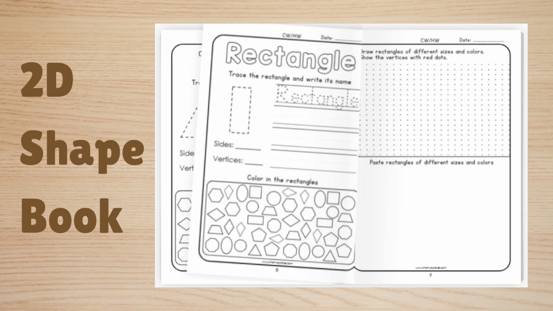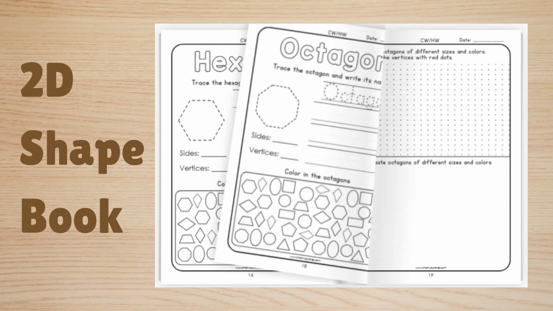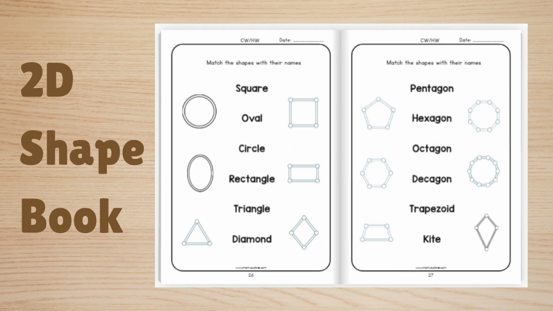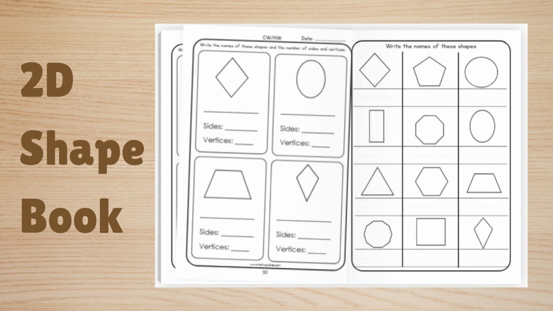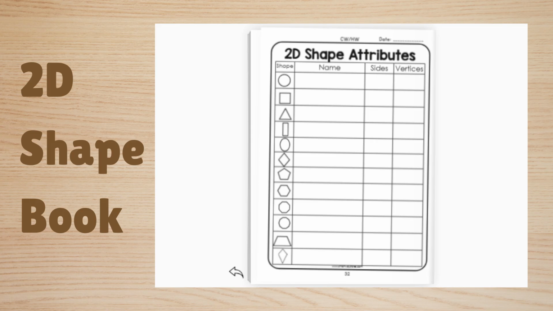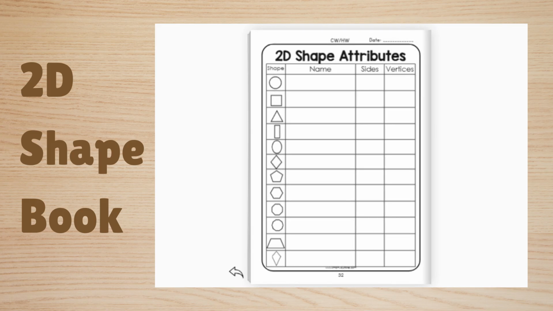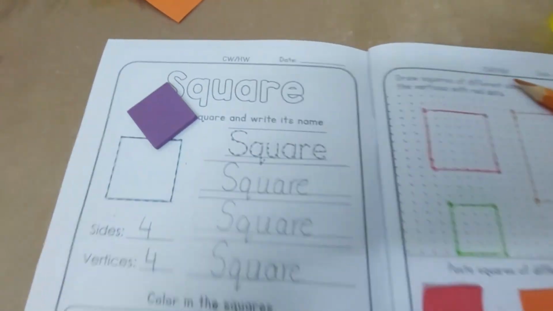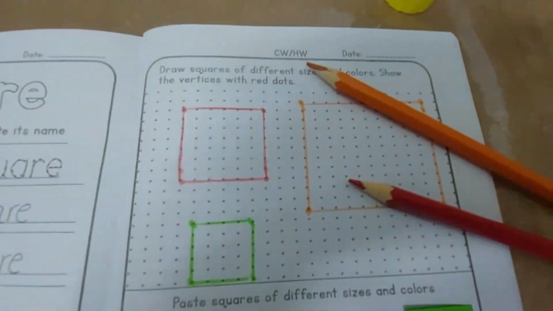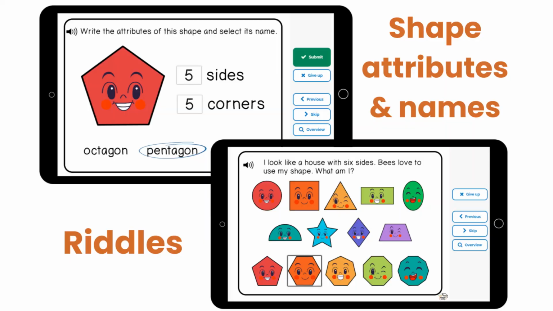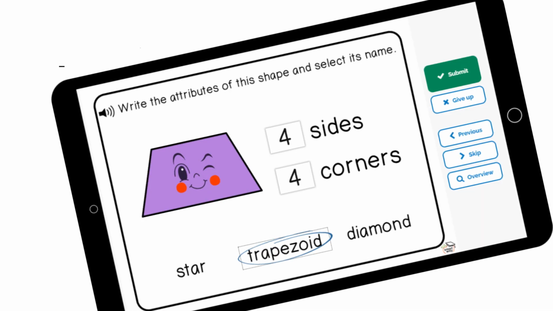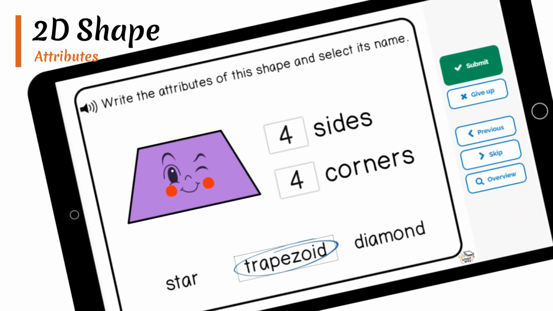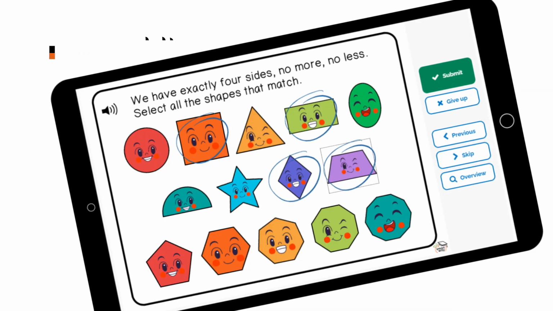After all the shapes are introduced, the booklet includes revision pages: matching, identifying attributes, coloring the correct shapes, and finally a complete recap table where students write the names, sides, and vertices for each shape. Once the students have mastered all the shapes in the booklet, we move to the reinforcement stage using Boom Cards. These include quizzes where students identify the attributes of a shape, select the correct name, and solve fun riddles based on clues.